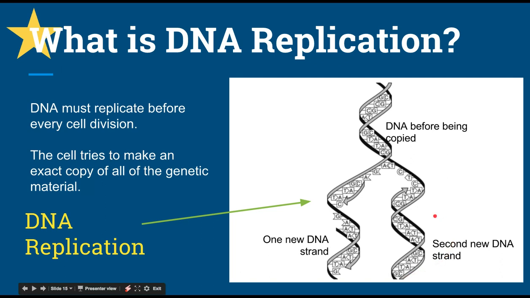This is just a picture of what you might expect to see if you were getting a question about what DNA replication looks like. Again, this happens every time a cell is about to divide, because if the cell divides and each daughter cell gets half of the DNA, you're going to eventually run out of DNA. So it has to replicate itself every single time before it divides. This is DNA replication.